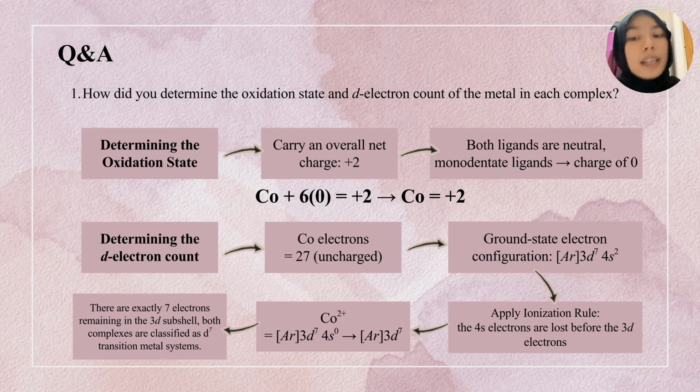cation. Next, because elemental cobalt has 27 electrons ending in 3d7 4s2, creating a positive 2 ion requires us to strip away the two outermost 4s electrons first. This leaves behind a final configuration of [Ar] 3d7, identifying both complexes as classic d7 electron systems.